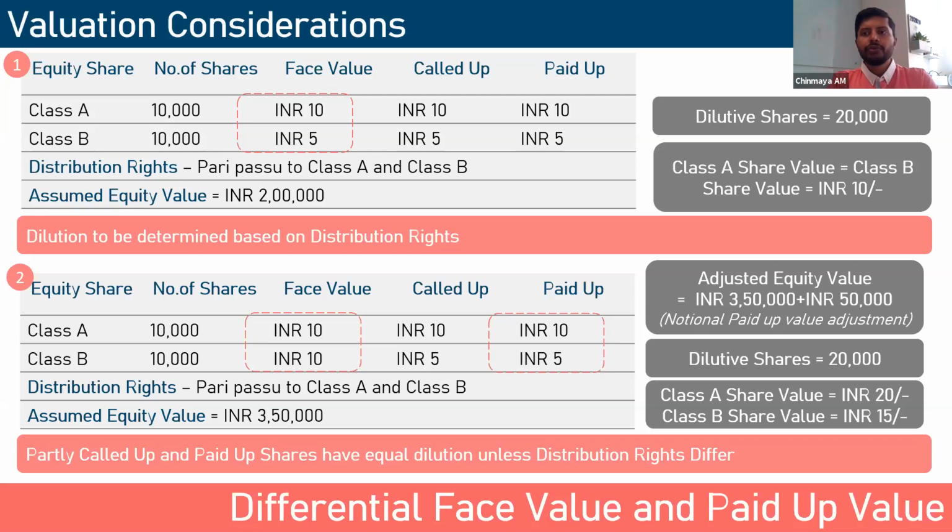Of course, we can go into the timing of that 5 rupees. If there is a clause in say the SHA or articles or somewhere saying that in 2023 this 5 rupees will be called, then all of these numbers relating to the balance 5 rupees should be present value to today. If there are no conditions like that, it may be considered on an as-is basis. Obviously, all this information will be as of valuation date. So partly called up and paid up shares shall have equal dilution unless distribution rights differ. In this case, distribution rights are same, so the value will be same.